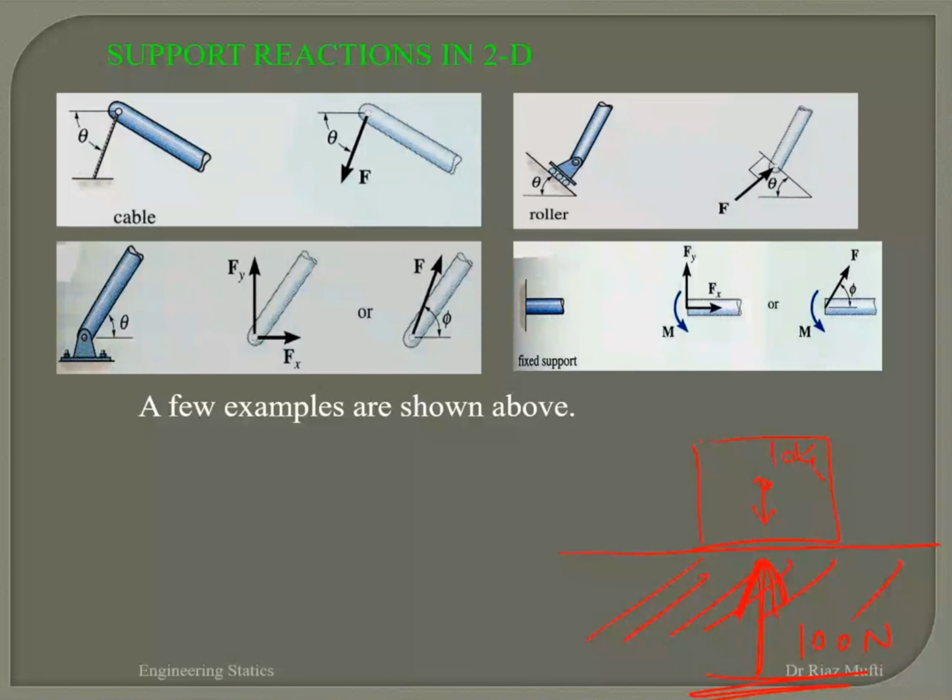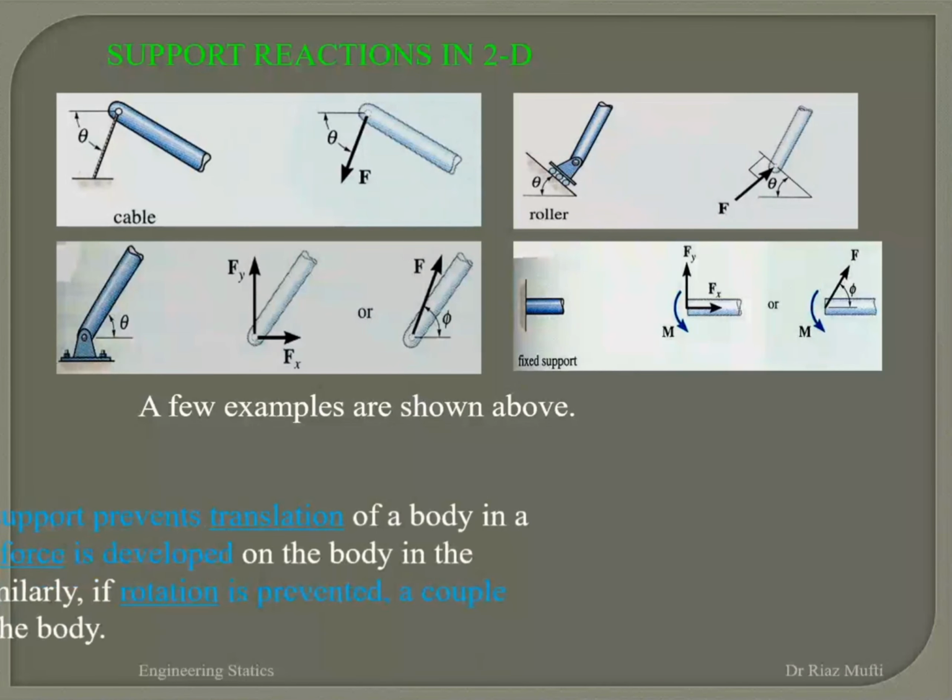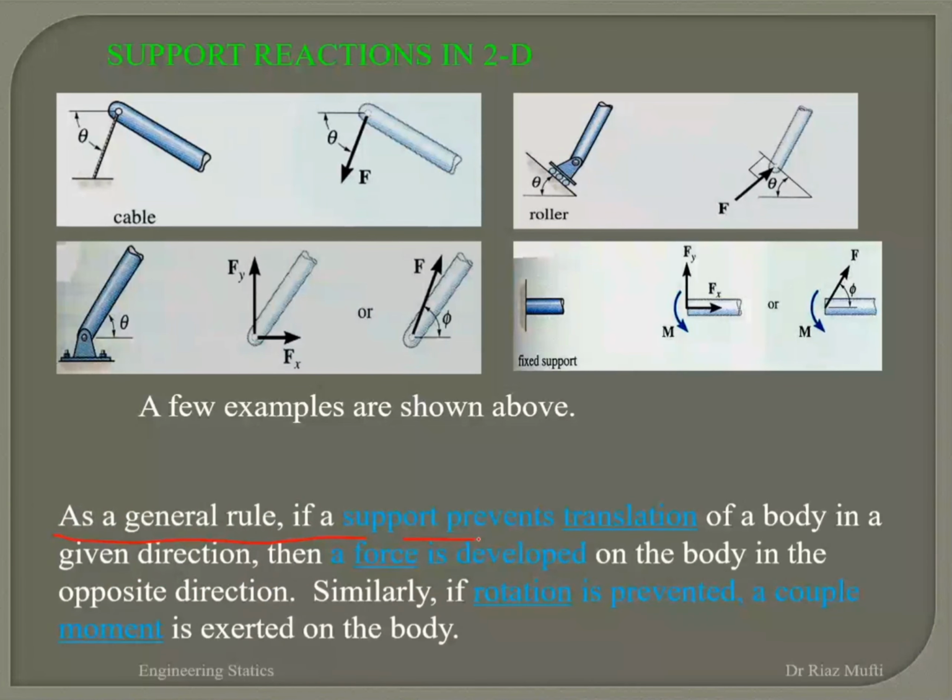So let's look at the support. A few supports, just in 2D support reaction. It says here, as a general rule, if a support prevents translation of a body in a given direction, then a force is developed on the body in the opposite direction. Similarly, if the rotation is prevented, a couple moment is exerted on the body.